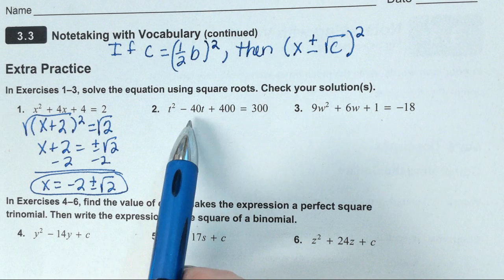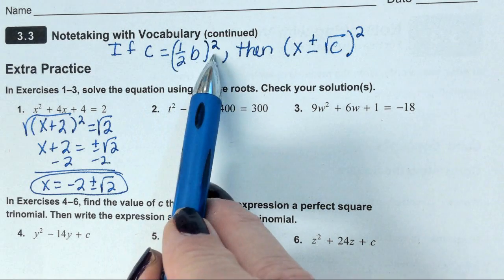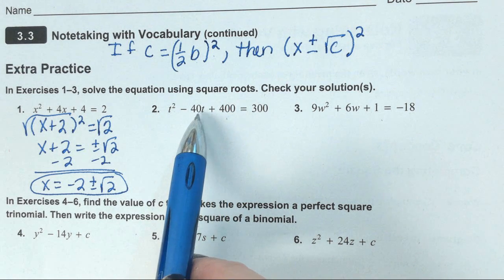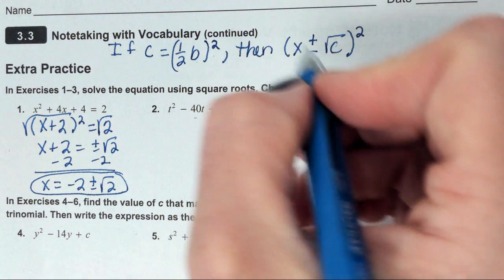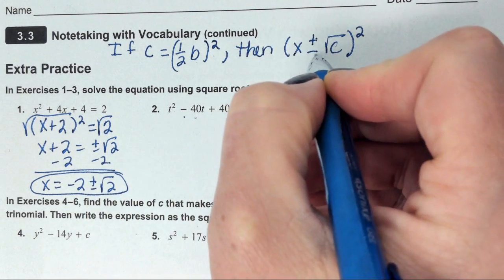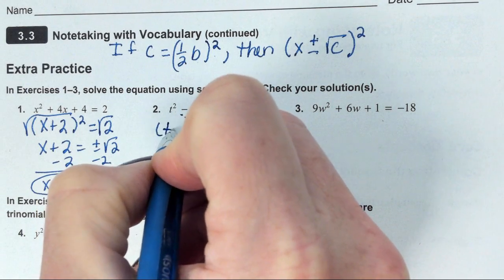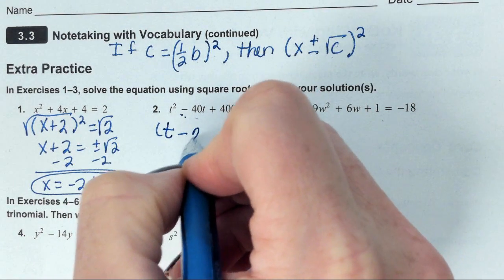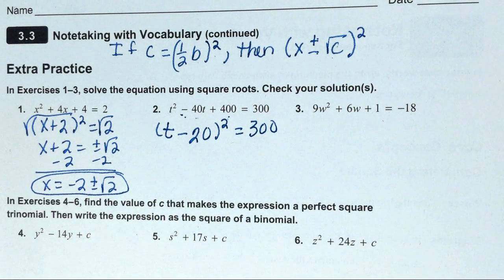So I'm going to look at this. Here's my B term. I'm going to take half of it. Half of it's 20. I take half of it, then I square it. 20 squared is going to be 400. So because my C value right here is equal to 1/2 B quantity squared, then I know that I can actually just rewrite it like this. It's going to be plus if this is a plus, and minus if this is a minus. So therefore, this is going to factor down into t minus, and then the square root of C, squared. That's how we can quickly factor it.